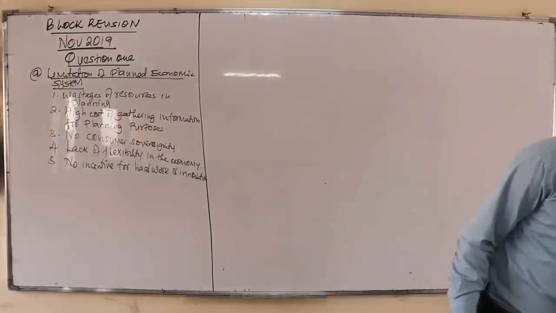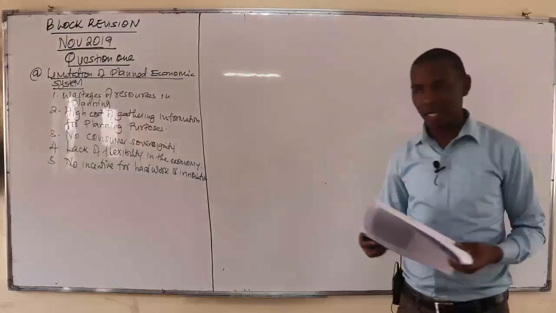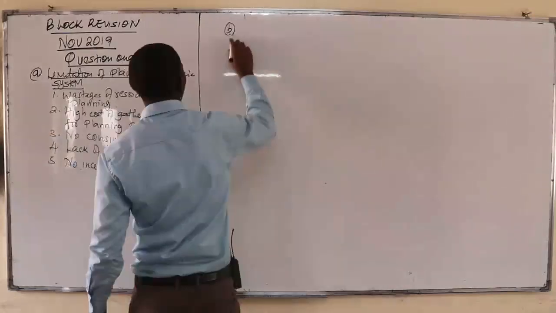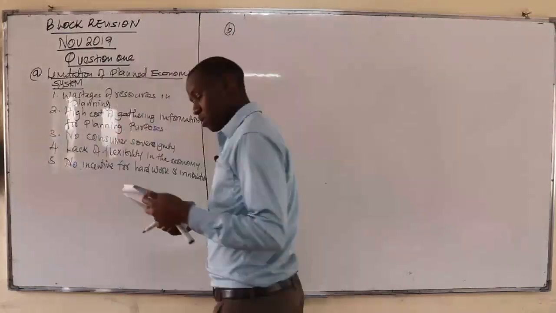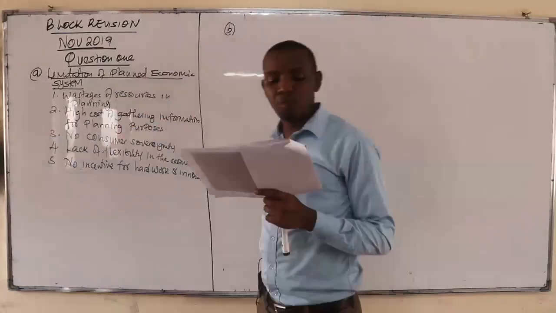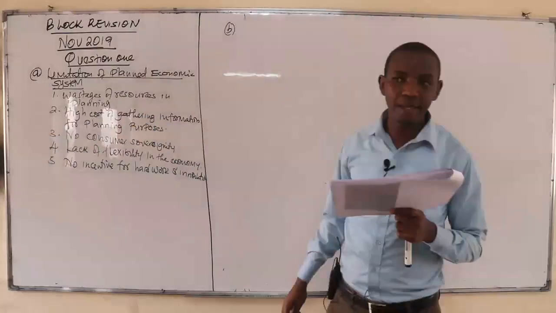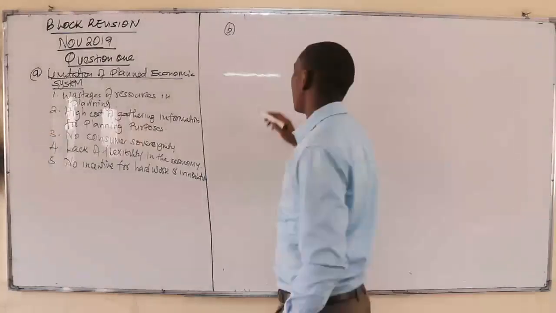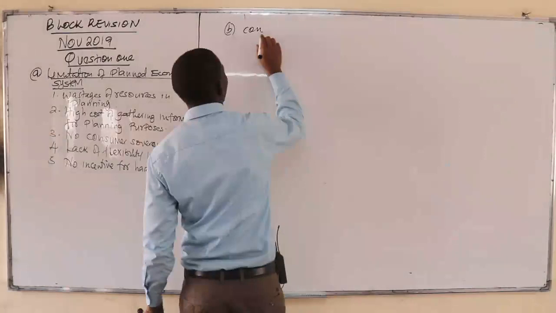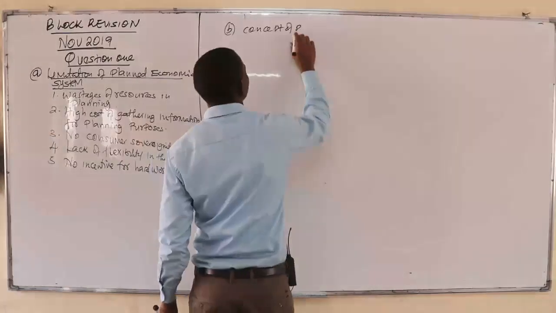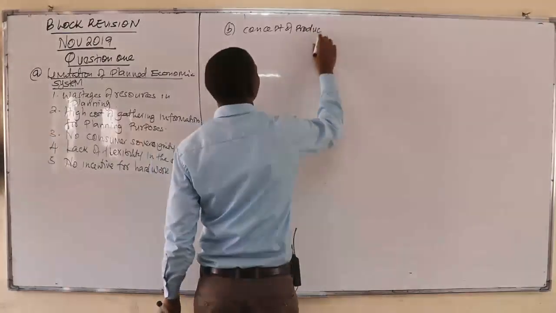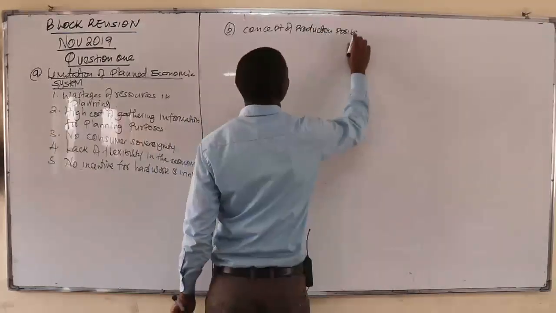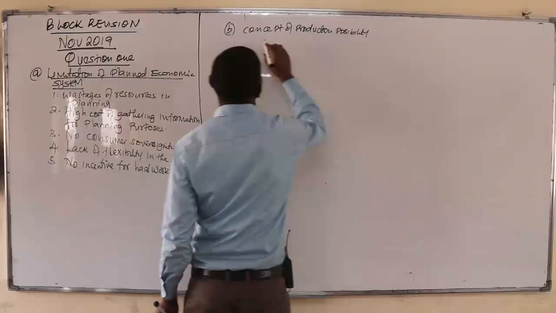We go to 1B. Using a well-labeled diagram, explain the concept of production possibility curve. Concept of production possibility curve. Now we also call it the frontier of production possibility curves.